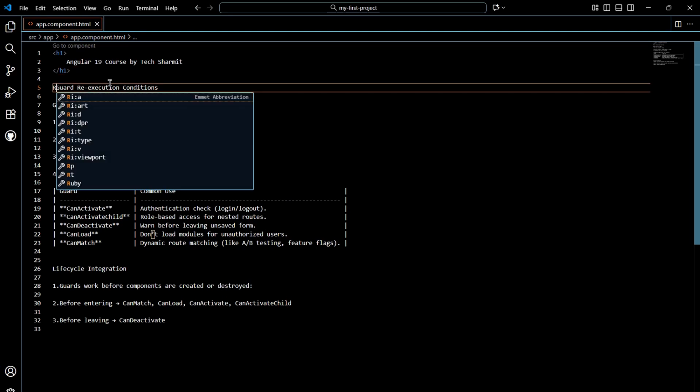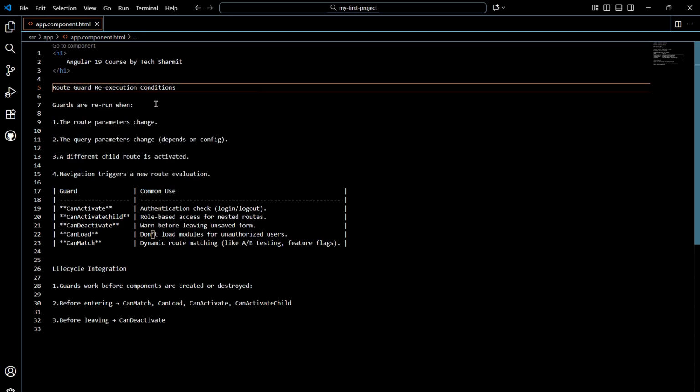Firstly, let me tell you, route guard re-execution conditions are those conditions where the route guards will get invoked again, where the route guard will be re-executed, re-invoked again. So let's see what are those conditions.